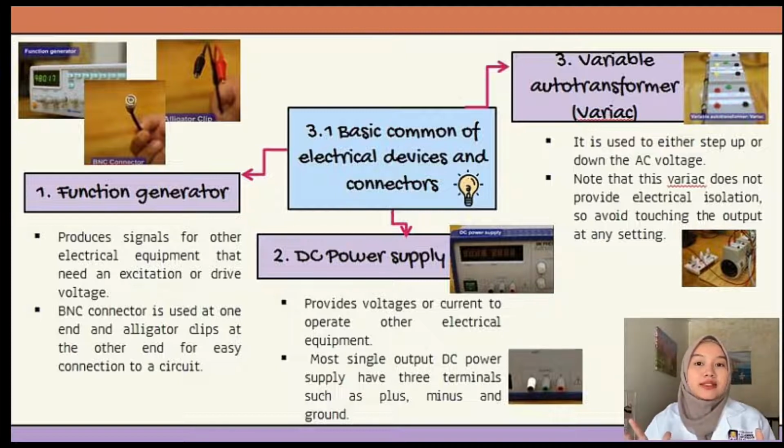The last one is the variable auto transformer, also known as variac. It is used to either step up or step down the alternating current voltage, also known as AC. This electrical device is useful in applications requiring non-standard voltage or where the voltage must be varied. Remember that this transformer does not provide electrical isolation, so avoid touching the output at any setting.